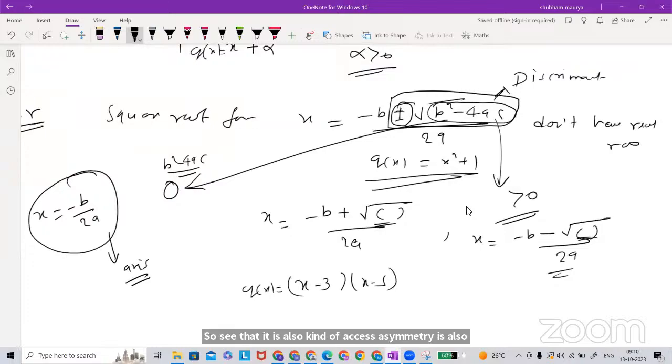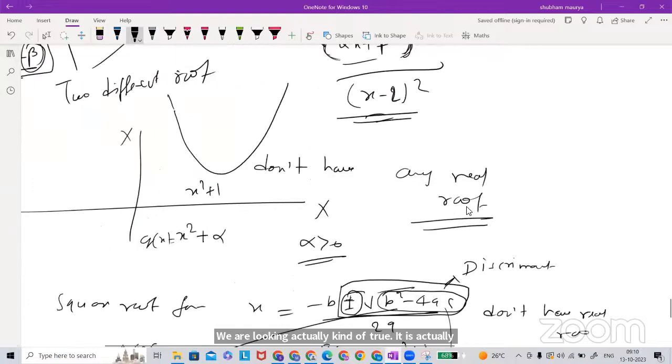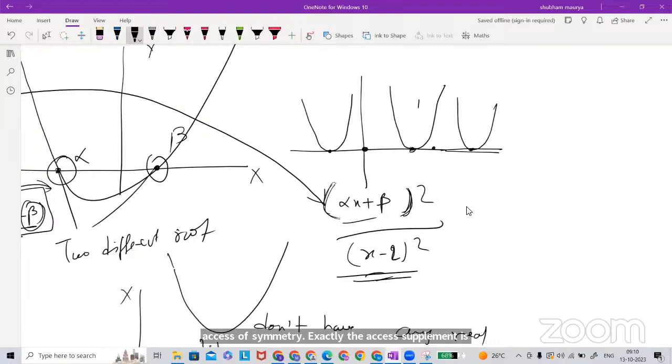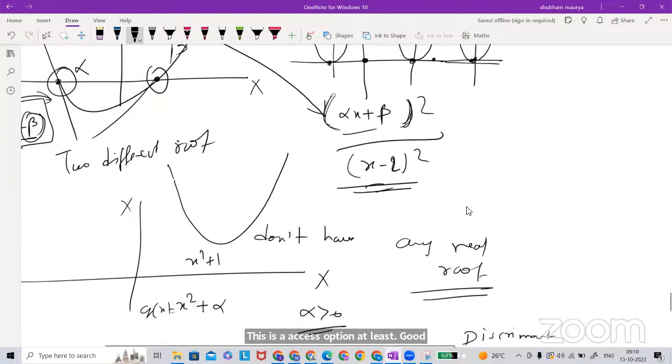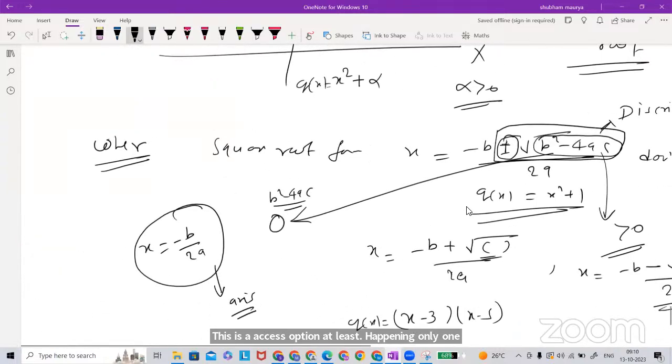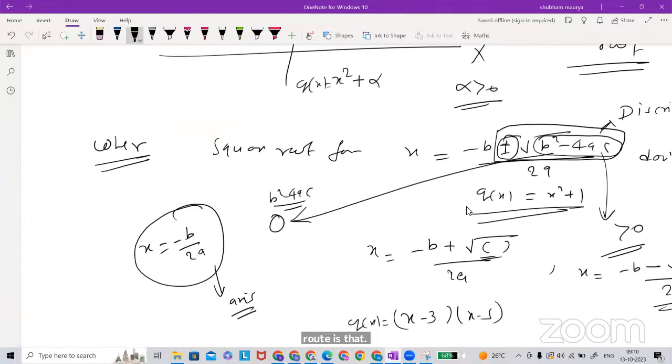We are looking at a kind of proof. It is actually the axis of symmetry. Exactly, the axis of symmetry is happening, and you can see it here. Only one root is there. So when the inside portion is 0, you have only one root, that is minus b by 2a.